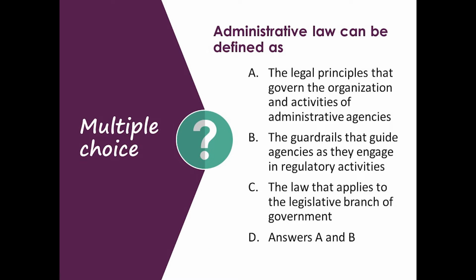Administrative law can be defined as A. The legal principles that govern the organization and activities of administrative agencies. B. The guardrails that guide agencies as they engage in regulatory activities. C. The law that applies to the legislative branch of government. Or D. Both A, the legal principles that govern the organization and activities of administrative agencies, and B, the guardrails that guide agencies as they engage in regulatory activities.